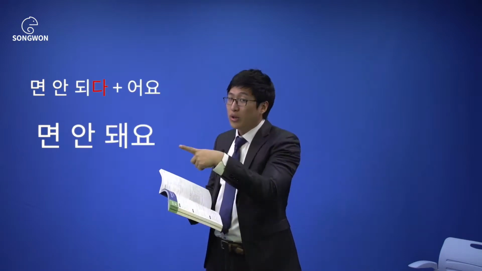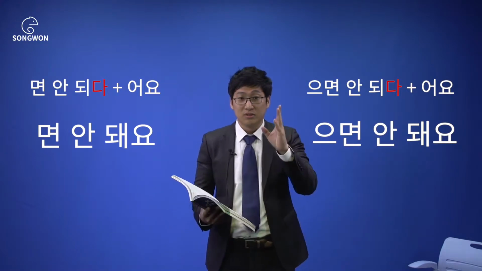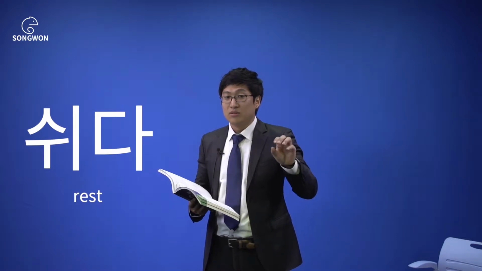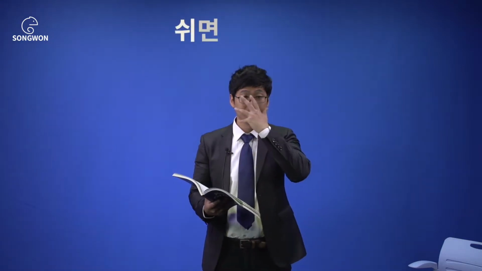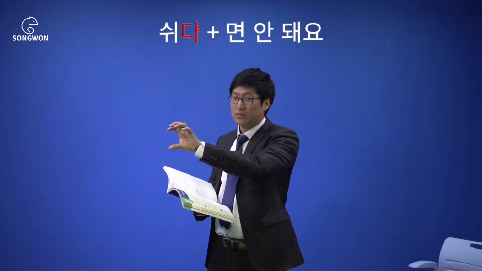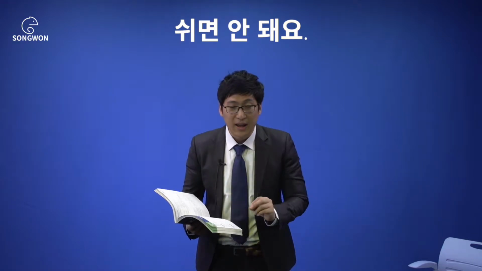So 면 안 돼요, 으면 안 돼요. Just normal one. Okay. 쉬다. You shouldn't rest. 쉬다 is rest. So how do you conjugate? You shouldn't rest. 쉬면 안 돼요. Right. So because it doesn't have a bottom letter, we just want to take out 다 and then add the word. So again, you shouldn't rest. 쉬면 안 돼요.